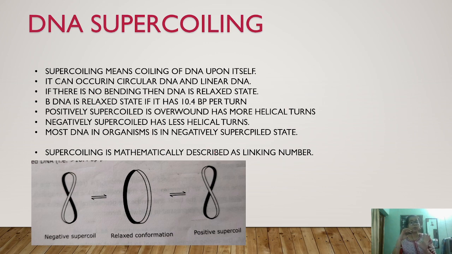Relaxed form of DNA has mainly 10.4 base pairs per turn. If the base pairs per turn is fewer than that, meaning more helical turns are present or more coiling takes place, then it is called positively supercoiled. If less coiling takes place, that is, below 10.4 base pairs per turn, it is known as negatively supercoiled. Mostly, negative supercoiling is seen in normal organisms.